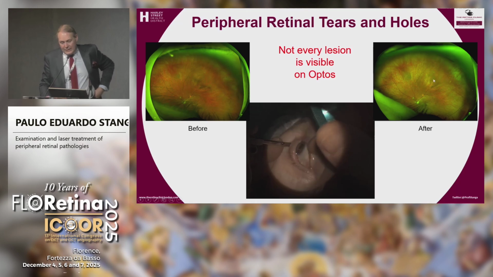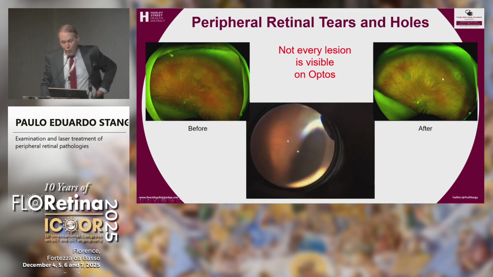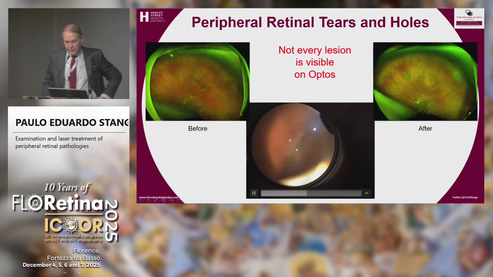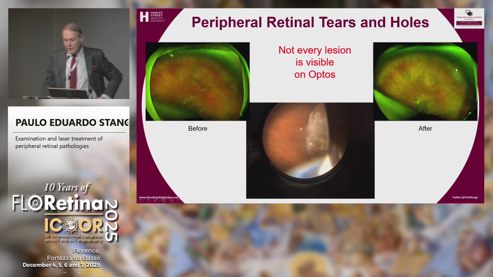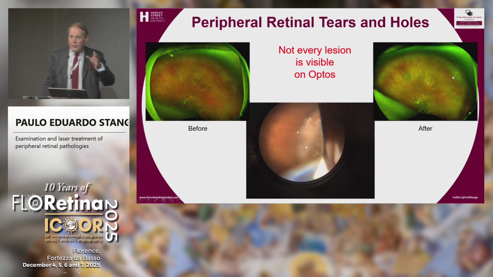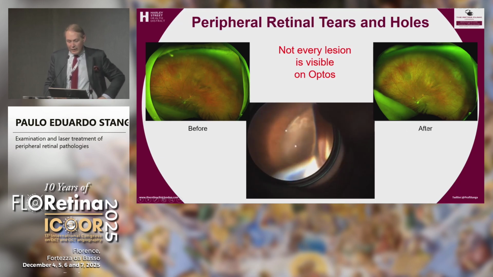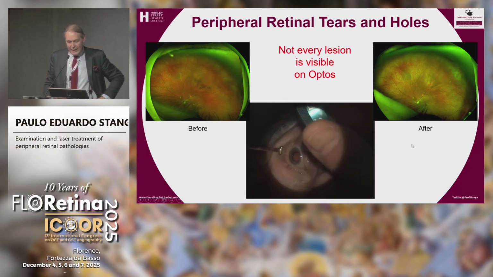Here you can see, this is a nice example of why we need indirect ophthalmoscopy. Look, this is navigated ultra-wide field imaging. You can see how peripheral we've gone with the ultra-wide imaging, but look at what we can see with indirect ophthalmoscope. Look how easy it is.